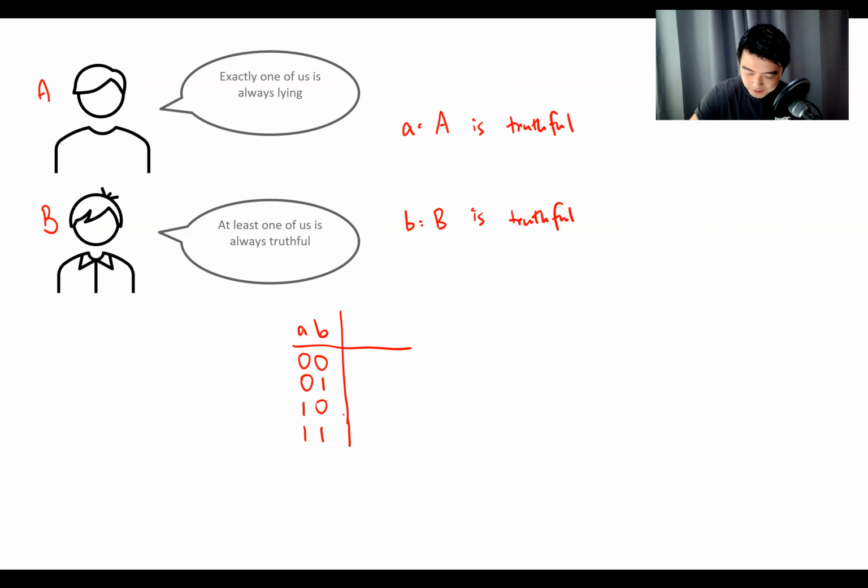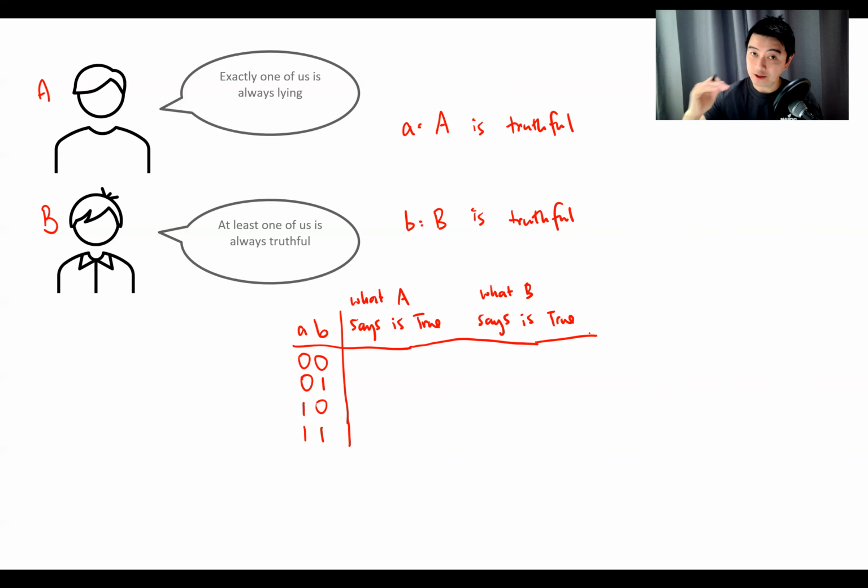So for each of these, I'm going to determine whether each of them is telling the truth. So here is what A says is true, and then here I'm going to say what B says is true. I'm going to analyze exactly what they said based on each one of these variations, each one of these rows. So let's take a look at the first row.